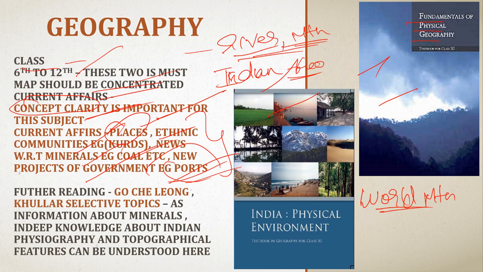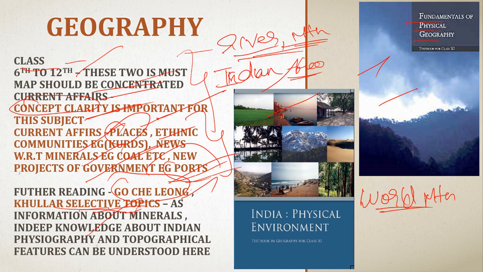And friends, again, if you want to go for further reading, then Goh Cheng Leong is the best book for world geography. That is world physical geography. And for Indian geography, if you want to probe more, then Kullar is the best book. It is read by many for the optionals, but you can selectively choose the topics. Even the PDF is available online.